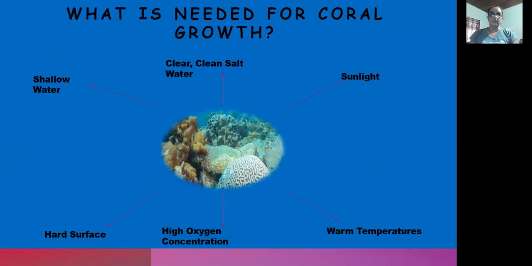What is needed for coral growth? Sunlight, clear, clean salt water. So again, think, if we need clean salt water and our waters are polluted, then that might have an impact on the coral. Shallow water, hard surface, high oxygen concentration, and warm temperatures. And all this is just background information. If you get a question on coral, and you will get a question on coral, you might want to remember some of these to put in your introduction.